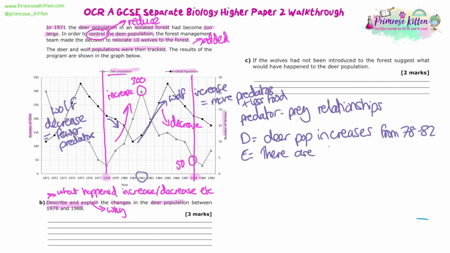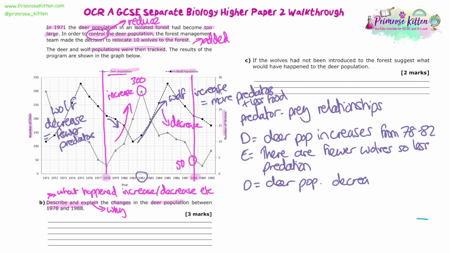And I'm going to try and use a data point in my point. So the deer population increases from 1978 to 1982 because there are fewer wolves, so less predators. Then I'm going to say the deer population decreases from 1982 to 1998, or from 300 individuals down to 50 individuals. And the explanation is because there are more wolves, because there's more food for them to eat, or because there's more deer for them to eat.